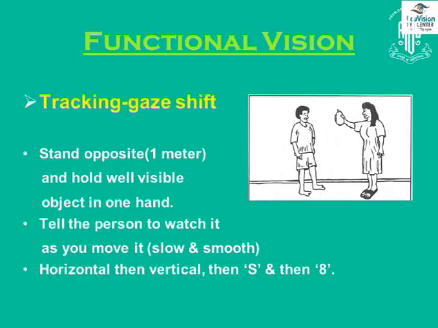Then gaze shift. Take one stand opposite, take an object in one hand and ask the patient to look at it. Then shift this object to the other hand and see. Do it with one hand and in all the directions and see if the child can follow it.